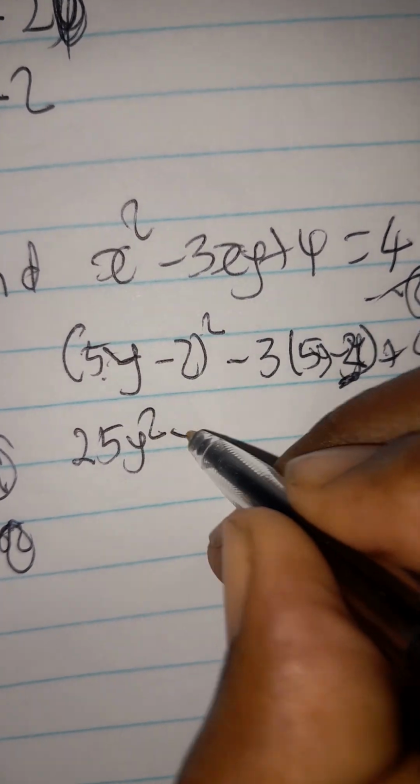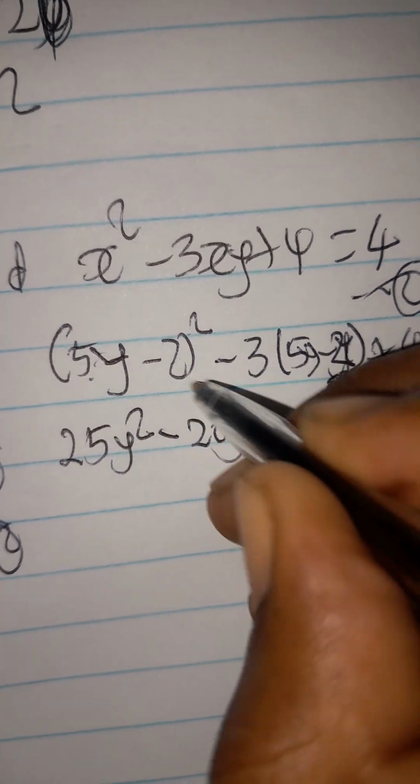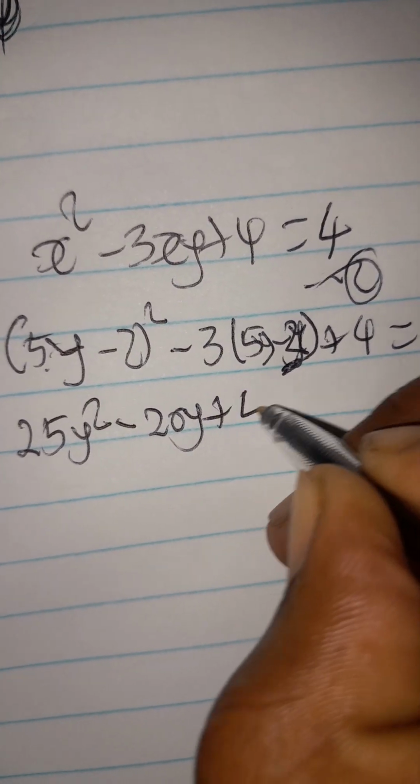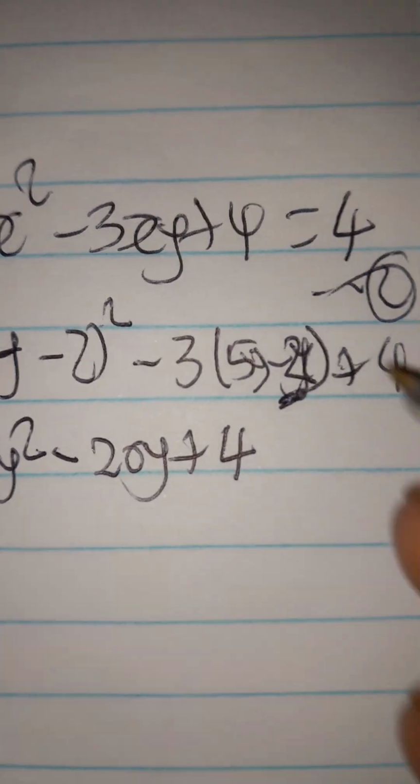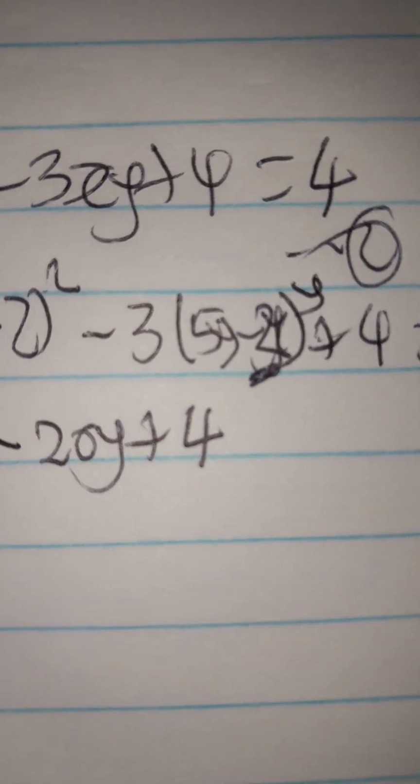10y times negative 2, that will be 20y. Then square the last, then that will be 4. Then let's work out these parts. Okay, remember that there's y here. I forgot to put y.